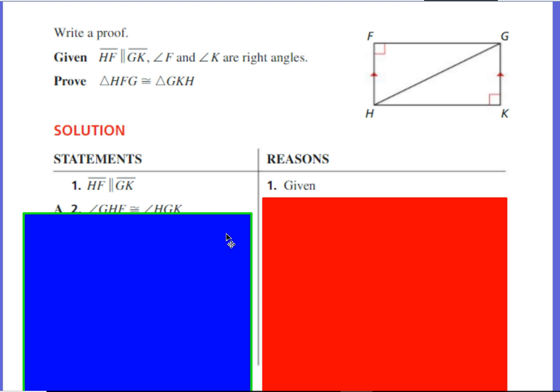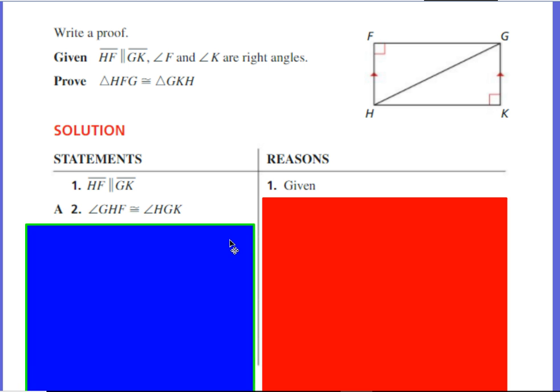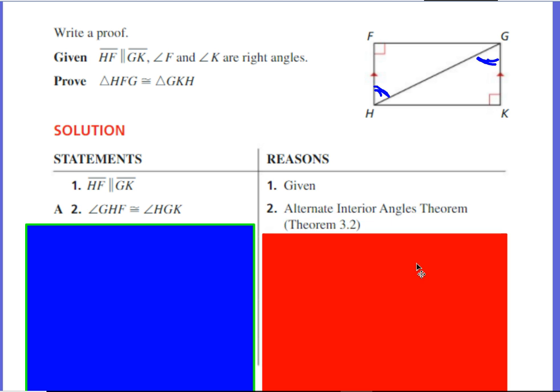So we know that parallel lines will usually tell us things about congruency or maybe angles being supplementary, depending on what it is. But we're going to utilize the fact that angle GHF, this angle right in here, is congruent to angle HGK. Well, where does that come from? Think about it. This is another prime example where FH and GK are parallel lines. GH is our transversal, so these are alternate interior angles. These alternate interior angles are congruent when the lines are parallel.